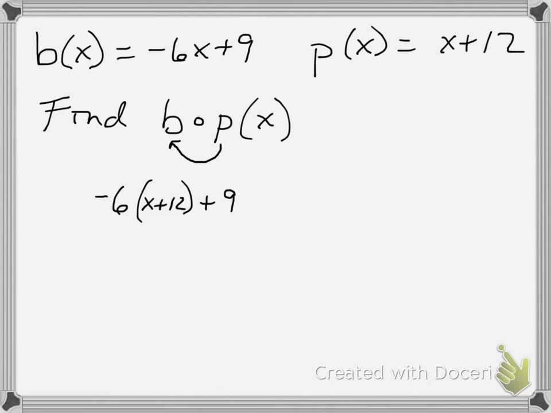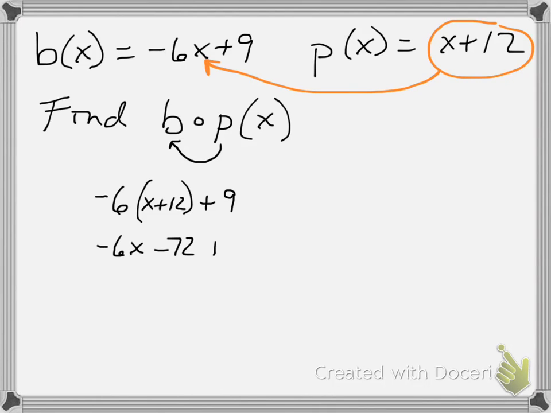So the whole p function goes into the variable of the b. So negative 6, x plus 12, plus 9. P goes into b. Distribute the negative 6. You get negative 6x minus 72 plus 9. Combine your like terms. Negative 6x minus 63.